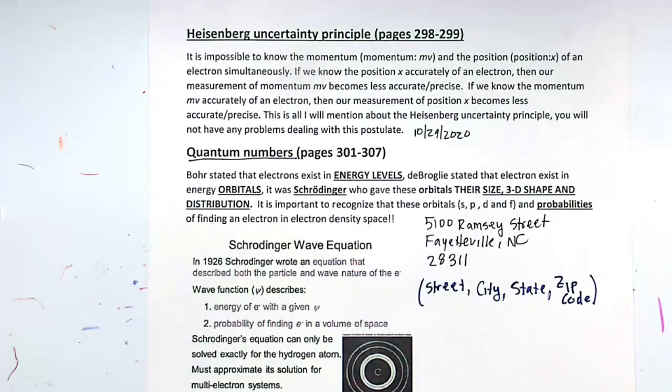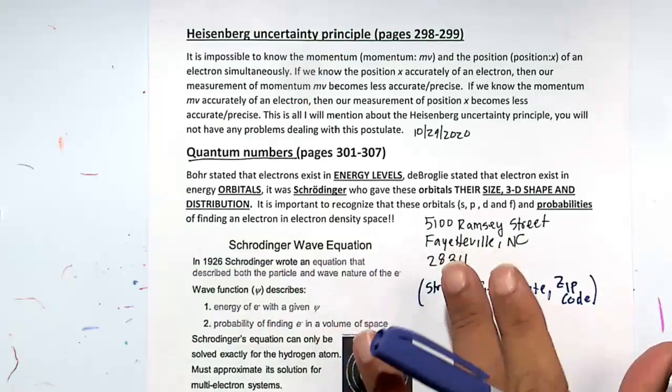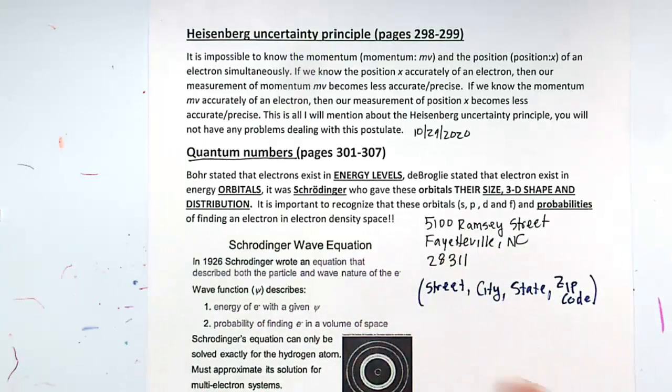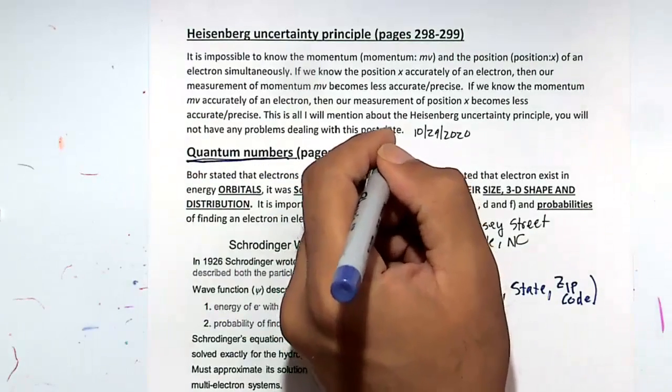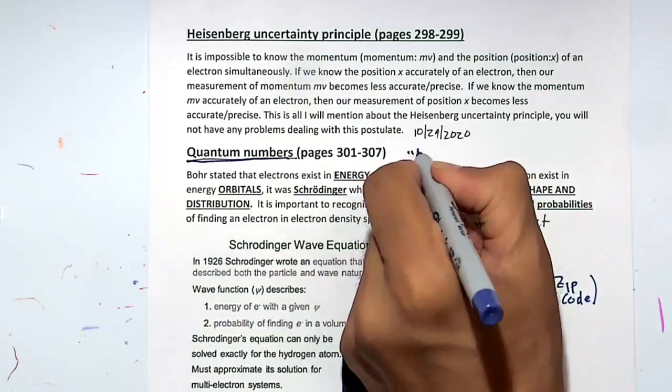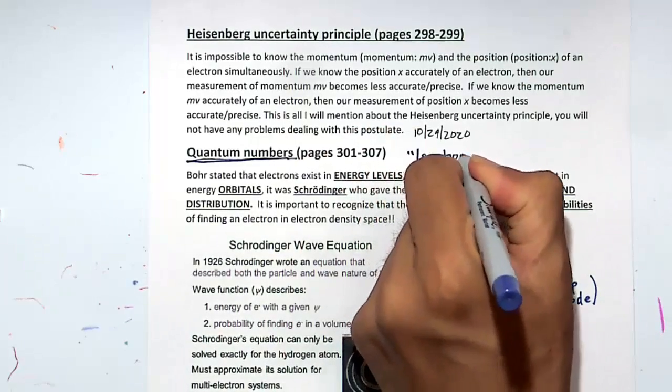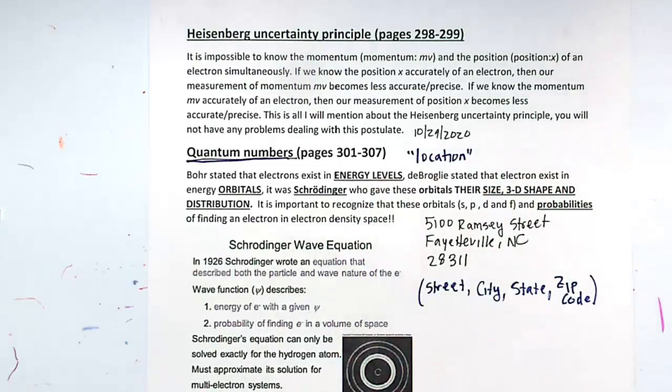So the idea here is that if you give me these 4 items, I should be able to find the address, okay, right? The location. So these 4 things give me the location of the school where we are right now. Similarly, there are 4 numbers. We call them quantum numbers. There are 4 numbers that describe the location. I'm going to put the term location in quotation marks. Sort of the address or the location of an electron. Now the reason why I'm putting location in quotation marks is 2 things.